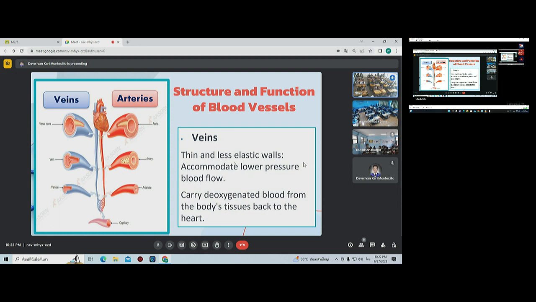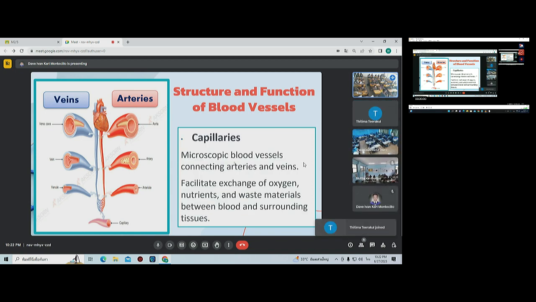Next, vein. The second is the vein. What color is the vein? Blue. Blue color means what blood? Deoxygenated blood. Very good. And we have, everybody, can you read this one? Capillaries. Very good. The third, the last, we have capillaries.